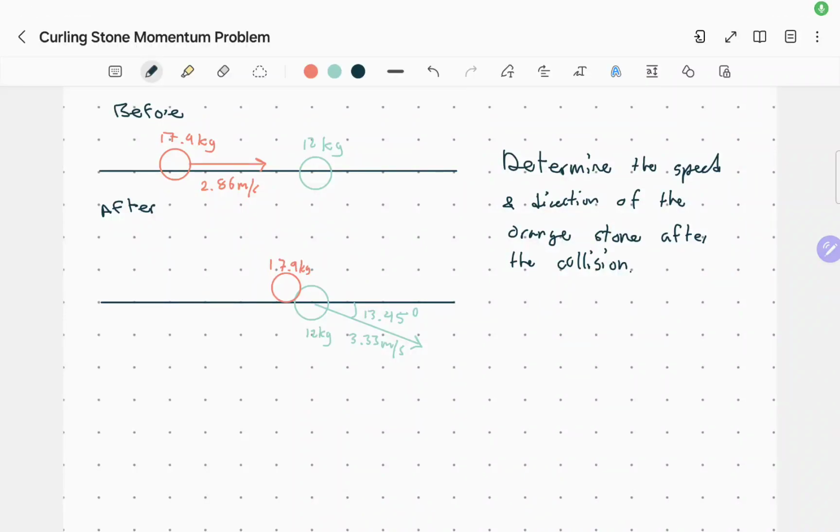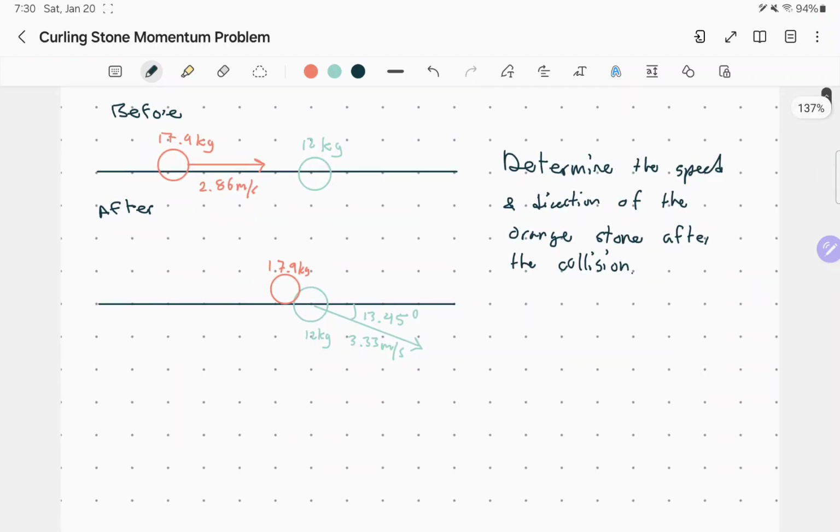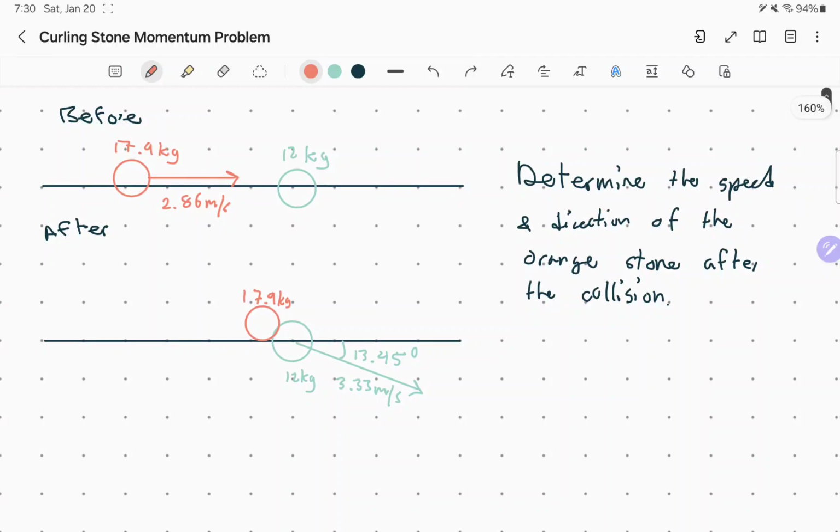Here's a quick physics problem called the curling stone momentum problem. Here's the setup of the question. If you have two curling stones, we have this blue or teal one here, and our salmon or orange one here. And the teal one lies in this sort of straight line. And notice how the orange one is not going to hit it straight on. It's going to hit it somewhere about here.